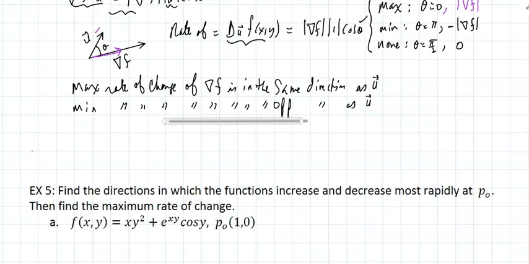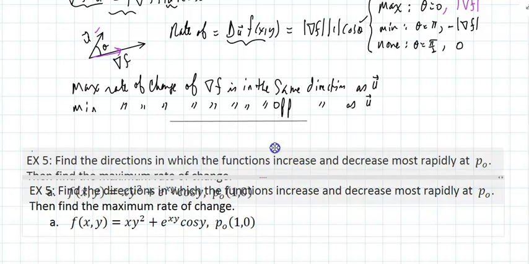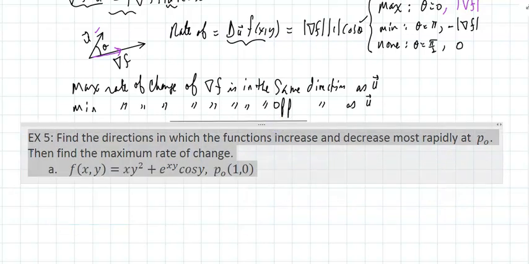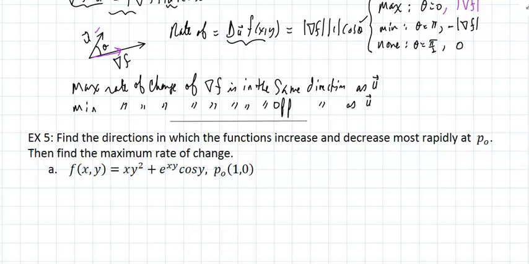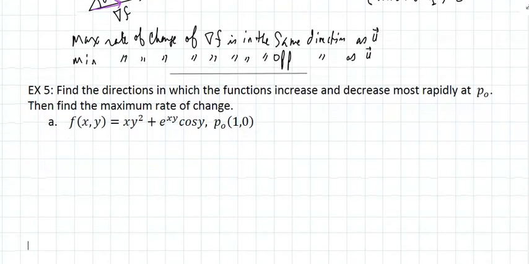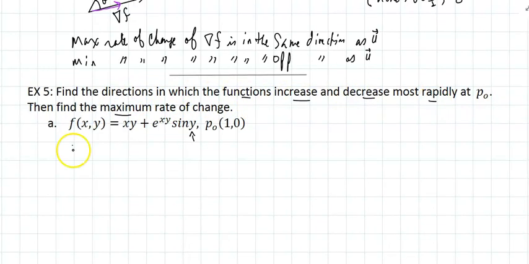If I take the next problem, I'm looking now for a maximum, I'm looking for a few things. I want to digest what this means, not only for this section, for the coming sections. Find the direction in which the function increases and decreases most rapidly. I'll find the gradient of f, the partial with respect to x, that's y, plus, and here I'll get e to the xy times y, the sine of y.